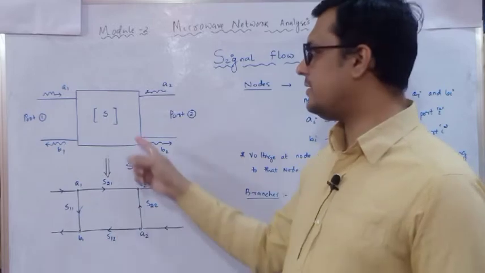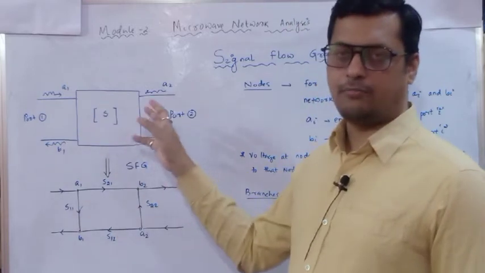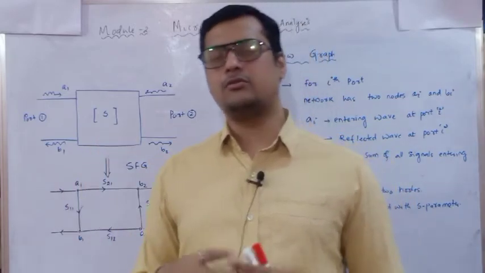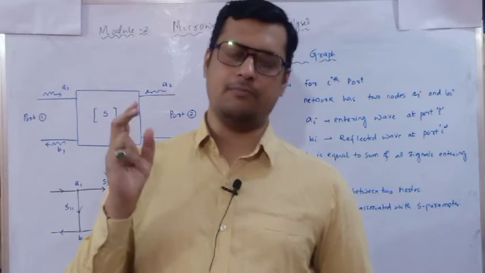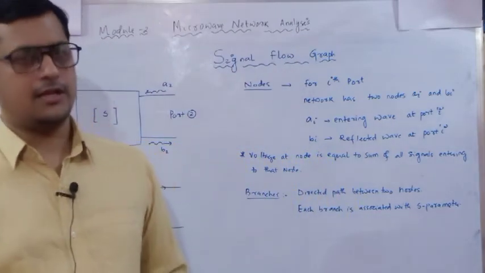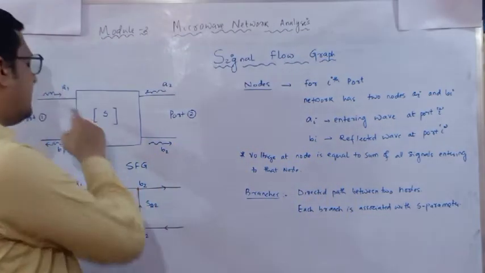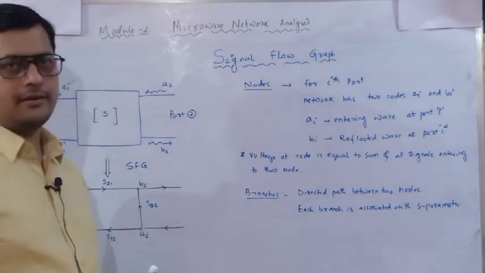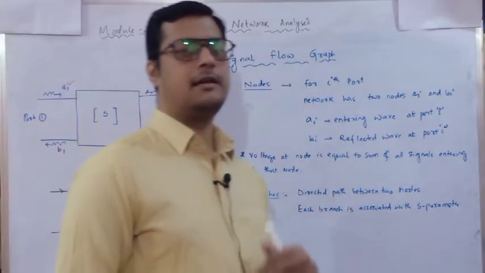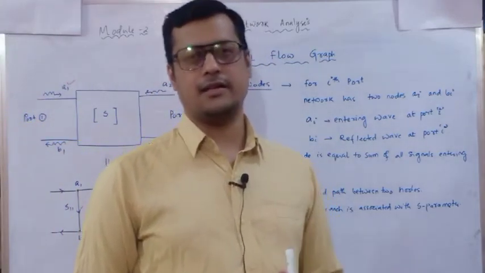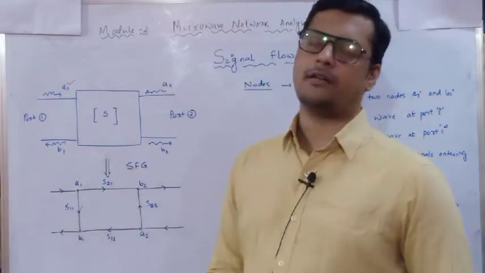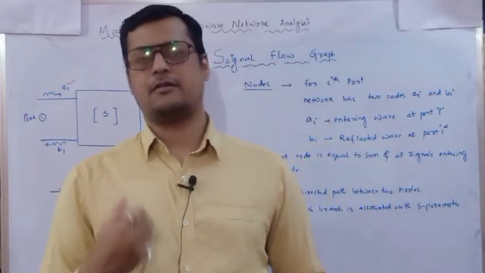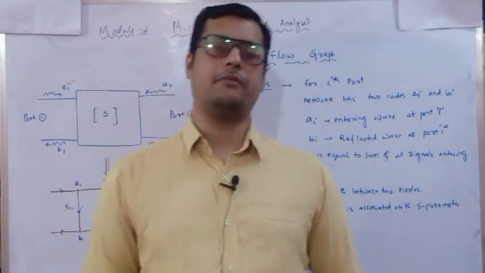Let us consider this is a 2-port device, port 1 and port 2, in which A1, B1 and A2, B2 are the normalized potentials available at port 1 and port 2. As we know, A1 is called the incident wave. Similarly, B1 is called the reflected wave at port 1. Similarly, A2 is called the incident wave at port 2, and B2 is the reflected normalized potential, or you can say the reflected wave at port 2.